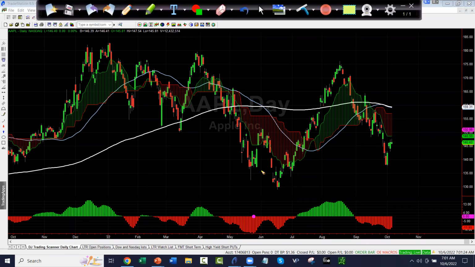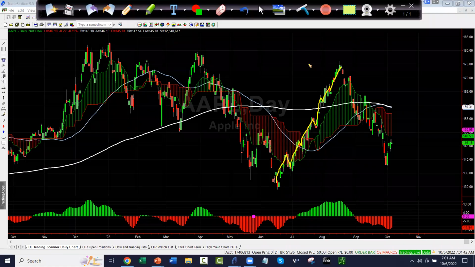Just to recap, the trend portion of Dow theory: here's this up move on Apple. It is a series of higher highs, higher lows, pretty orderly, right? Let's gap up till that trend ended. But you can see that's how price moved in that uptrend.